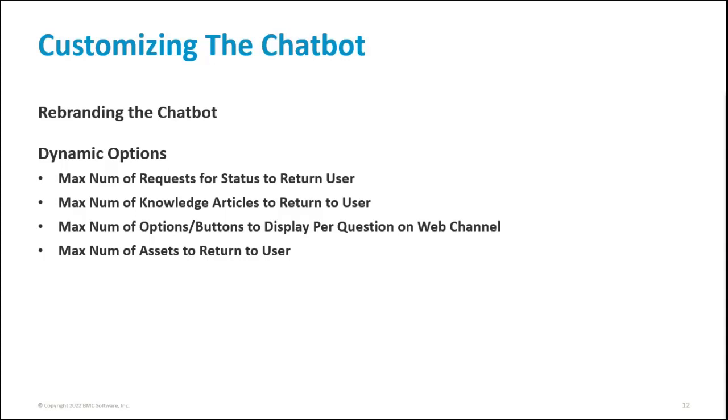You can also configure the dynamic options that basically are results returned to a user in a virtual agent conversation based on the user query. These dynamic options are max num of requests for status to return to user, specifies the maximum number of service requests related to the user query. The default value is 5.